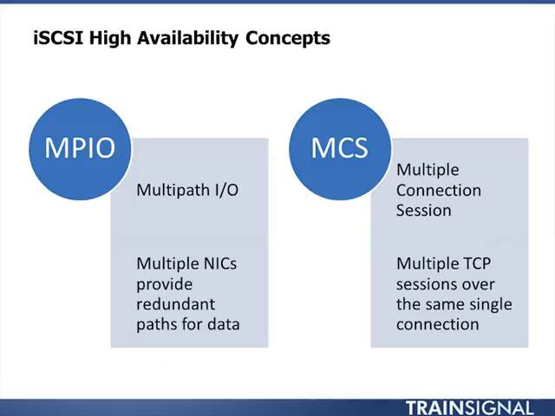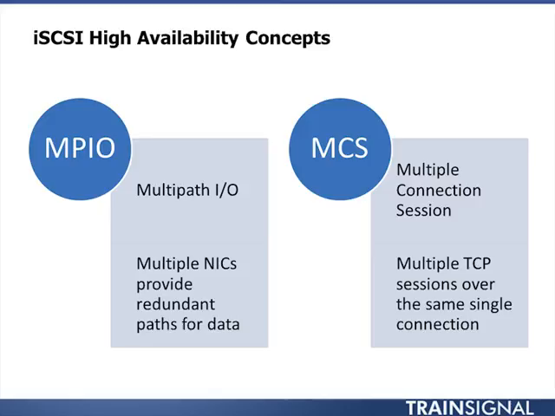Most organizations that are trying to deploy a highly available iSCSI solution are going to lean towards MPIO, in which we're going to use multiple network adapter cards in the same computer and use those NICs to connect to the same iSCSI target. The idea being that if one of the connections fails, if one of the NICs goes offline, we're still able to connect over the other NIC.